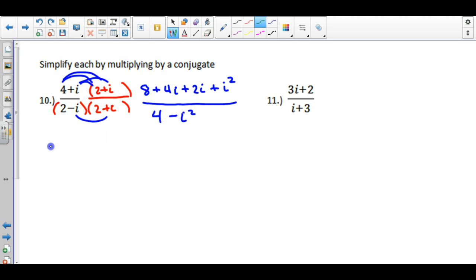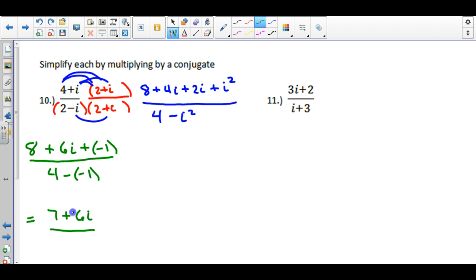Now I'm going to bring all this work down. I bring the 8 down. I'm going to simplify these two: 4i plus 2i is 6i. And I'm also going to simplify that i squared is negative 1. On the denominator, I have 4 minus, and again I replace the i squared with negative 1. So at the very end, in my numerator, I have 8 minus 1, which is 7. So 7 plus 6i is your expression. You cannot write that as 13i because, again, i is kind of like a variable where you can only combine like terms.